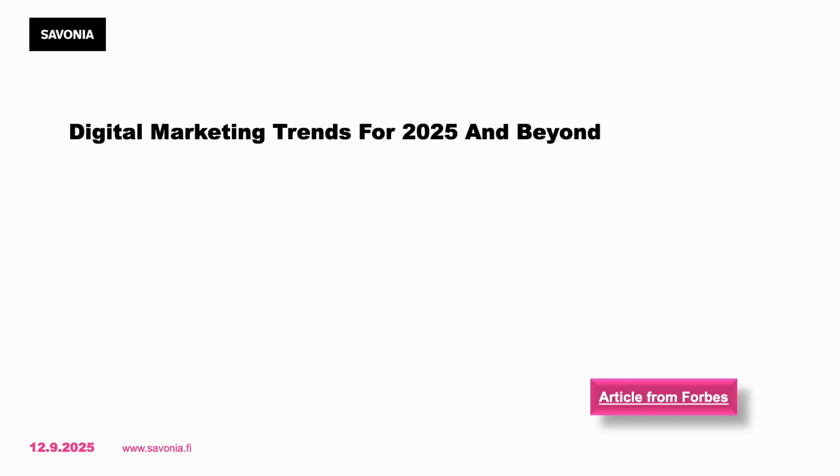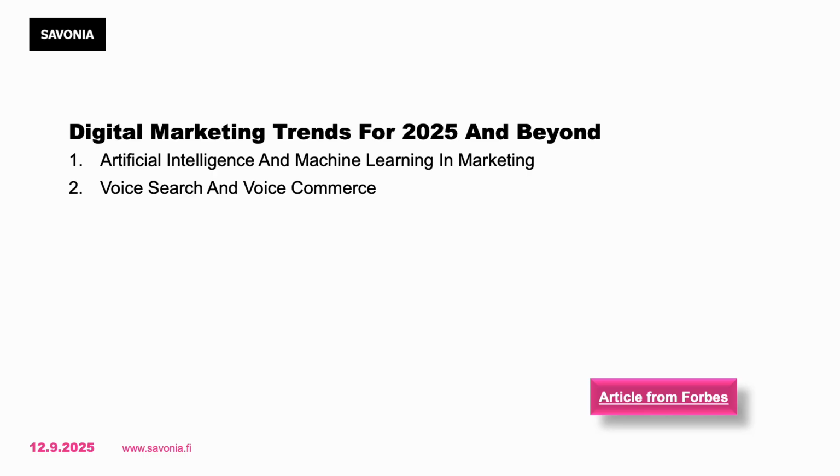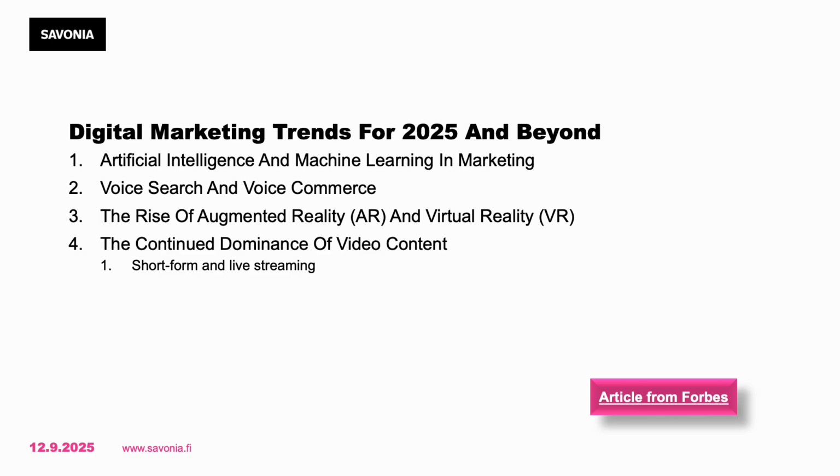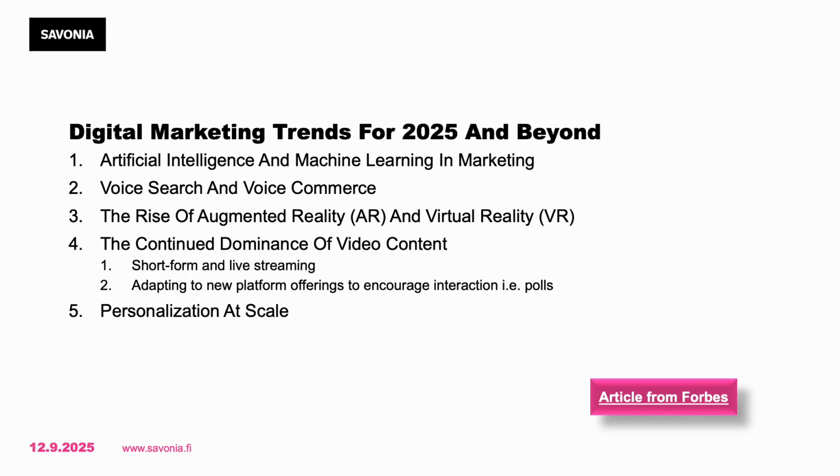These are the 6 trends highlighted in this article. The first one is artificial intelligence and machine learning in marketing. The second one is voice search and voice commerce. The third one is the rise of augmented reality and virtual reality. The fourth one refers to the continued dominance of video content, meaning short form and live streaming, and also adapting to new platform offerings in order to encourage interaction, for example, polls. As a fifth trend, we see personalization at scale. And as the last trend that they mentioned in this article, we see social commerce and shoppable content.